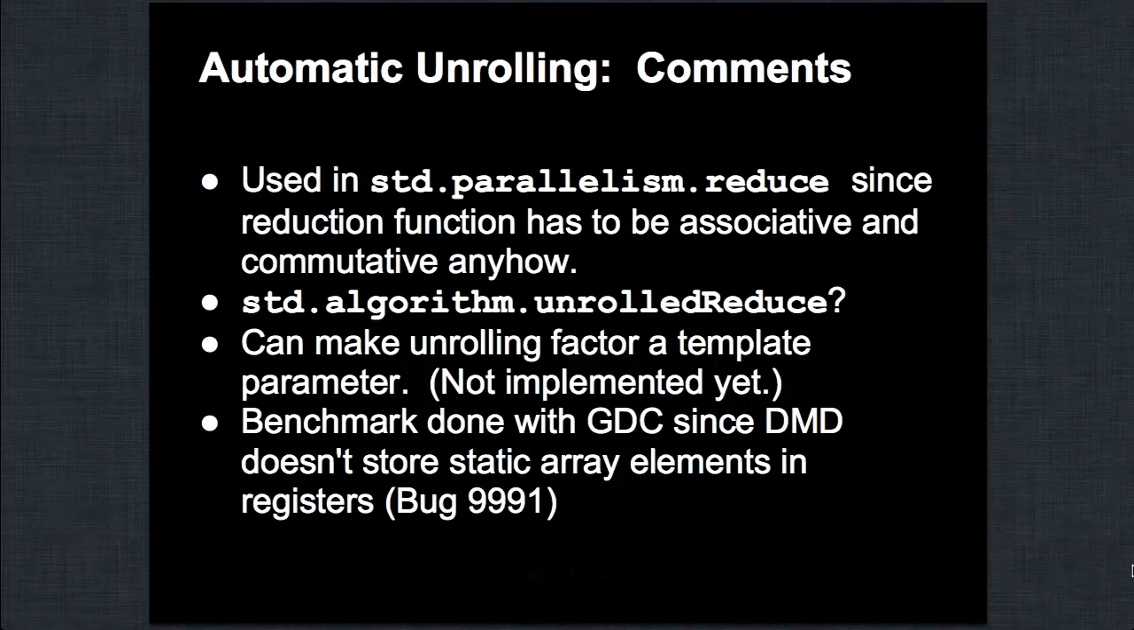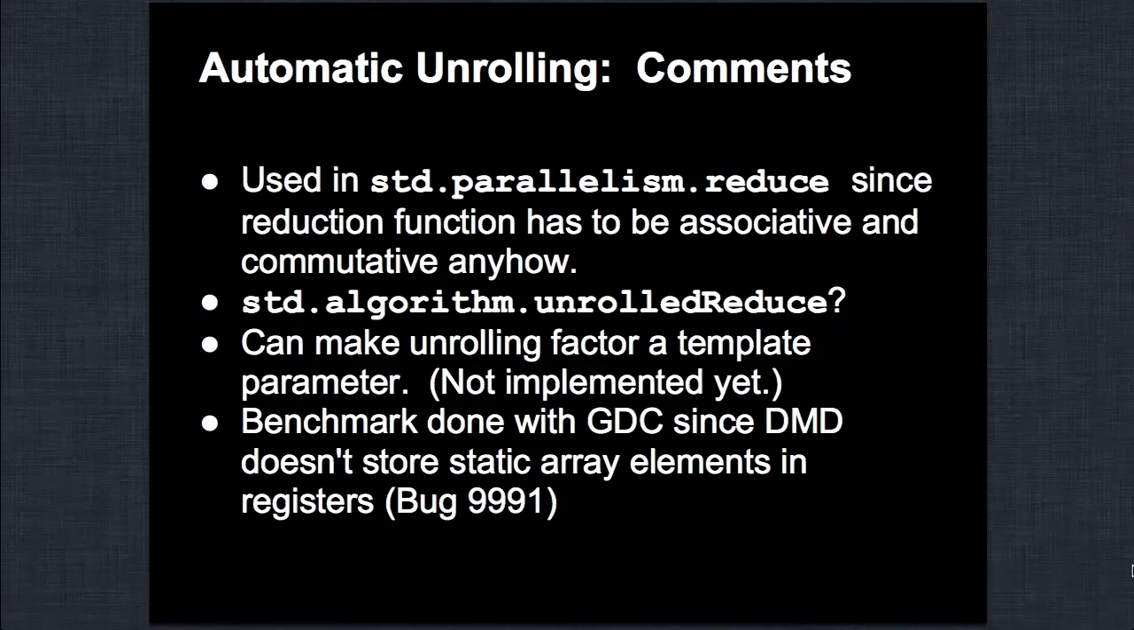So this motivates a few interesting things. First of all, standard.parallelism.reduce actually already implements these instruction level parallelism optimizations, because your reduction function has to be executable in parallel anyhow. And when I was making this presentation, I realized there's a bug in it. It requires commutativity in addition to associativity, but that's easy to fix. I'm going to fix that. And it motivates, why don't we have a standard.algorithm? This has been discussed before. I don't remember why it wasn't implemented. A standard.algorithm.unrolledReduce for associative reduction functions that takes advantage of instruction level parallelism.